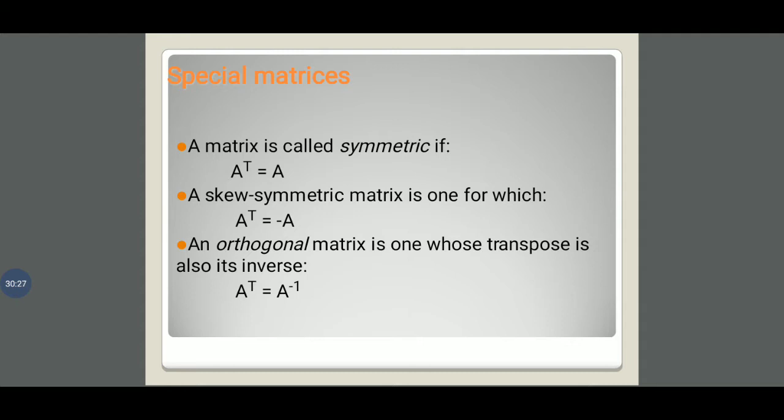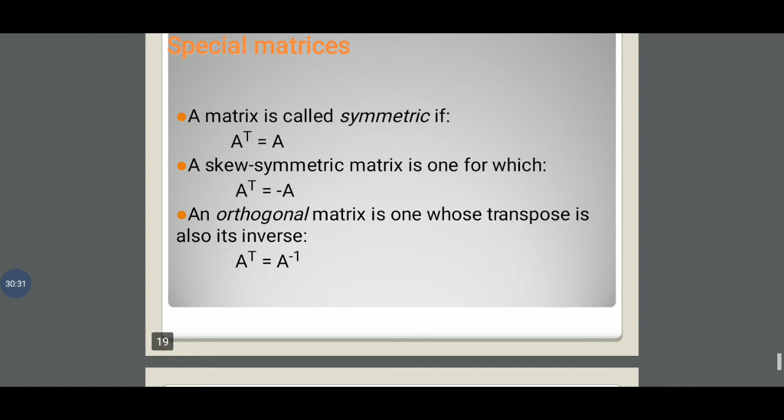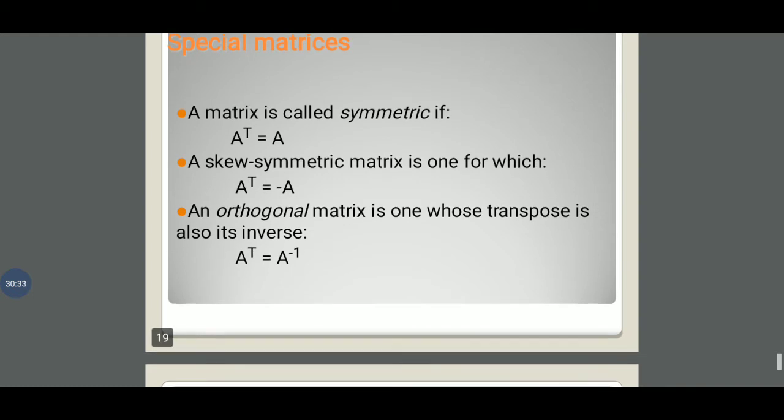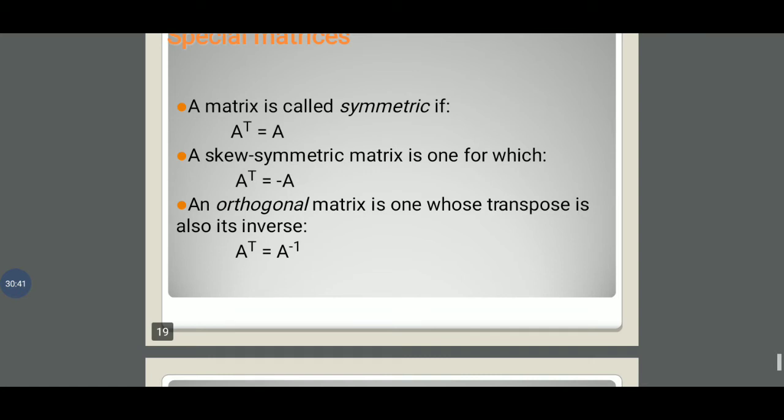And an orthogonal matrix: if the transpose and its inverse are both the same, we can say that the given matrix is an orthogonal matrix. These are some special types of matrices.